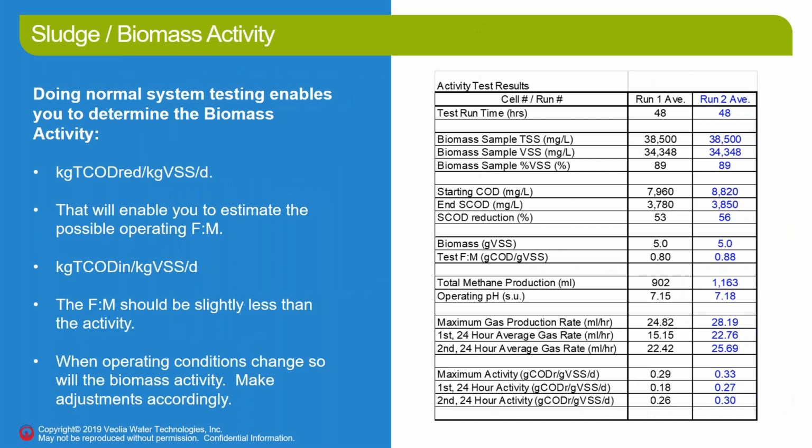So let's talk a little bit about biomass activity. When you have an anaerobic reactor, you're usually doing normal testing, and you can actually calculate the activity of your biomass on a daily basis if you want. And that's just the amount of COD reduced per kilogram of volatile suspended solids in your anaerobic digester every day. Okay? Now, that will enable you to estimate the possible operating F to M that you want to work at. And F to M is the kilograms of COD that you put in every day per kilogram of VSS per day. Okay? So that F to M needs to be slightly less than the activity.